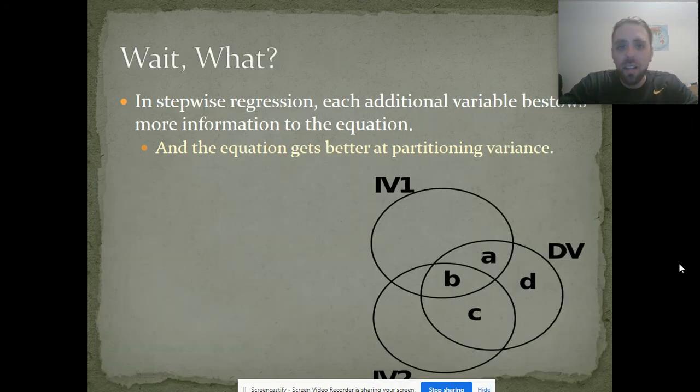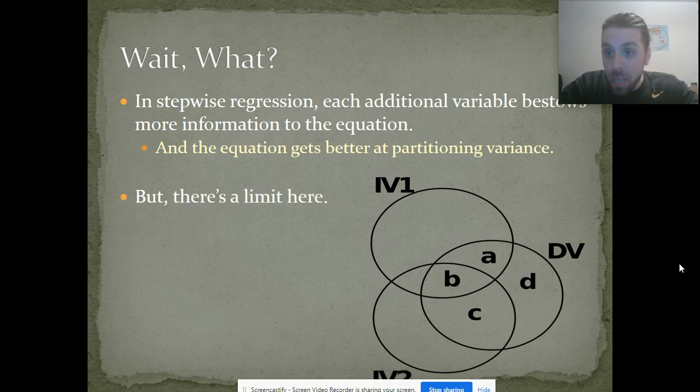All right, so I realize that probably sounds kind of theoretical. It makes regression sound like an art form. In a way it is. But here's the key thing to know. It's almost like you're adding to the sample size, essentially. Each additional variable bestows more information to the equation, and that extra information means the equation gets better at partitioning the variance in Y.